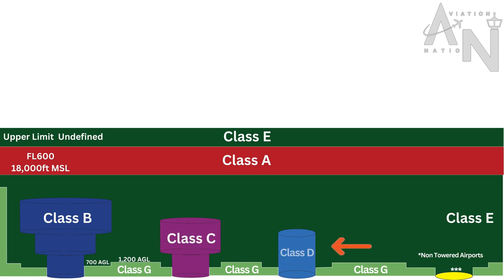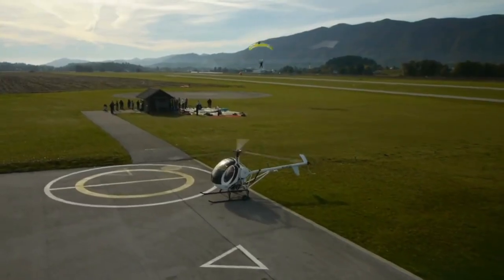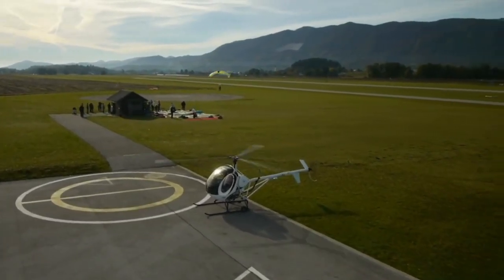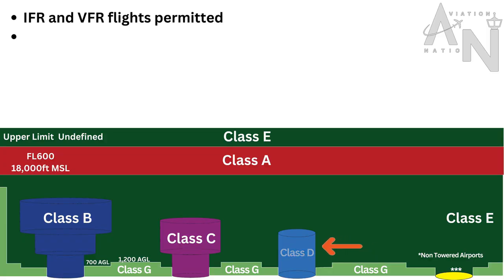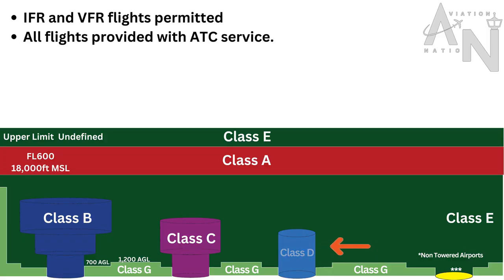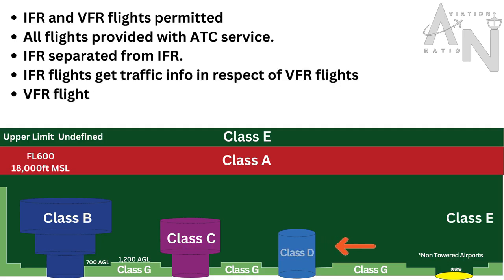Next up, Class D airspace. Class D airspace surrounds smaller airports with control towers. To enter Class D airspace, you must establish two-way radio communication with the tower, whether you're flying IFR or VFR. It's essential to adhere to ATC instructions in this airspace. IFR flights are separated from IFR. IFR flights get traffic information in respect of VFR flights, and VFR flights get traffic information in respect to all flights.